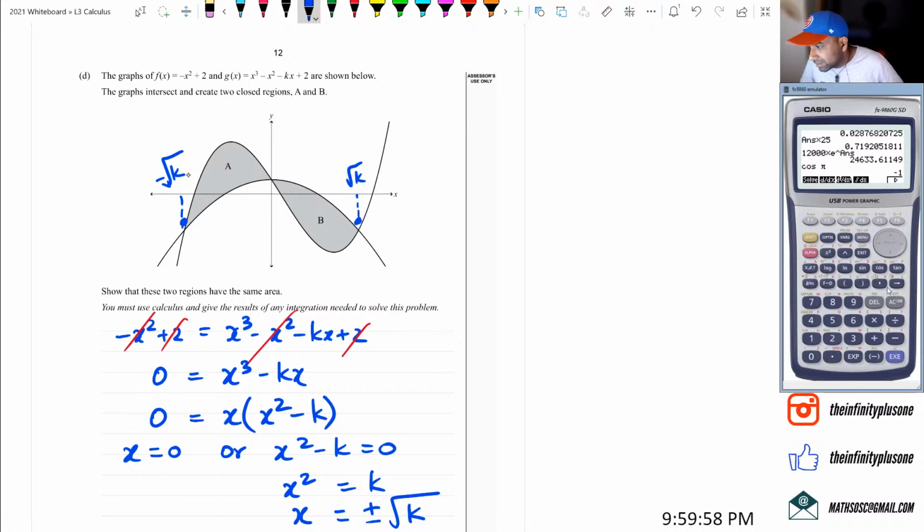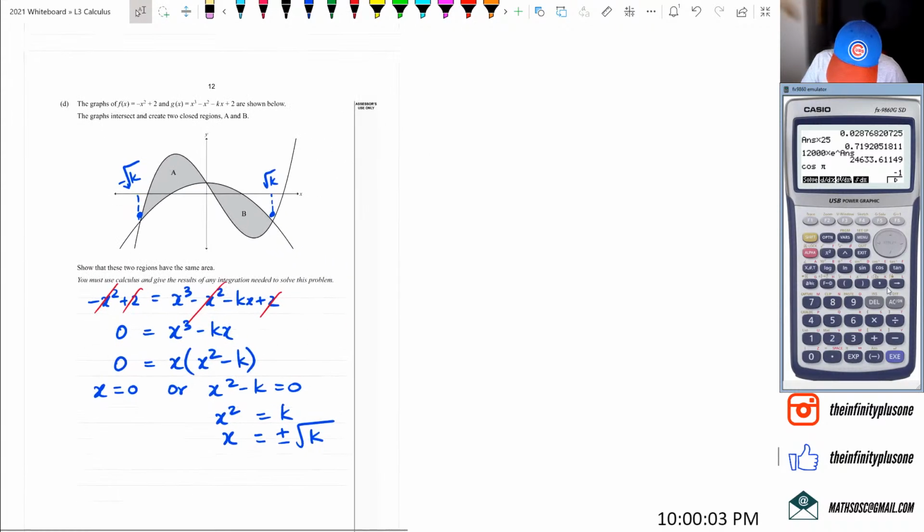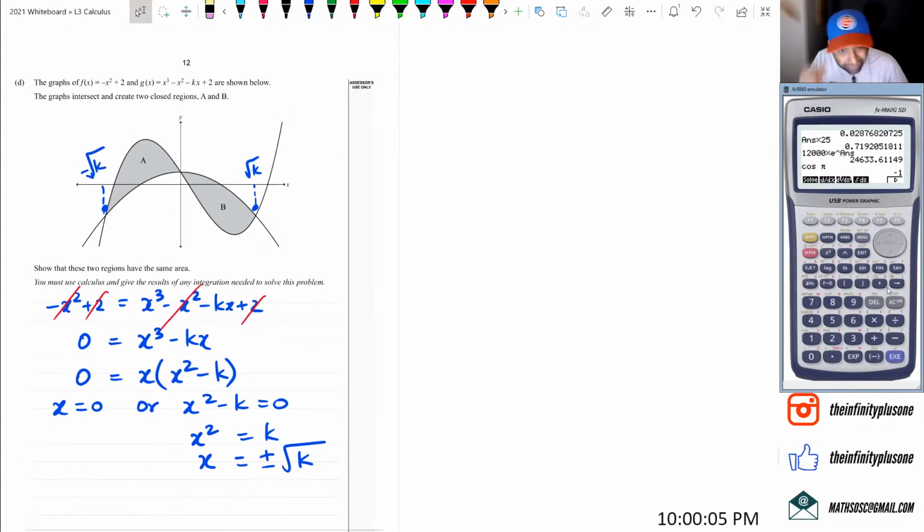So, unfortunately, this is one of those questions where we've got to figure out what the shaded region for A is, then figure out what shaded region B is, and then prove that they're both the same. So the first thing we're going to do is integrate between 0 and negative square root of k. We're going to do the top minus bottom, which I think is what we do for finding the area between two curves.